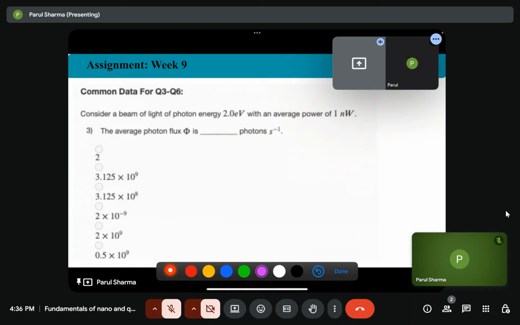So now consider a light beam of photon energy 2 electron volt with an average power of 1 nanowatt. We want to calculate the average photon flux phi. We have E equals 2 electron volt, average power is 1 nanowatt.